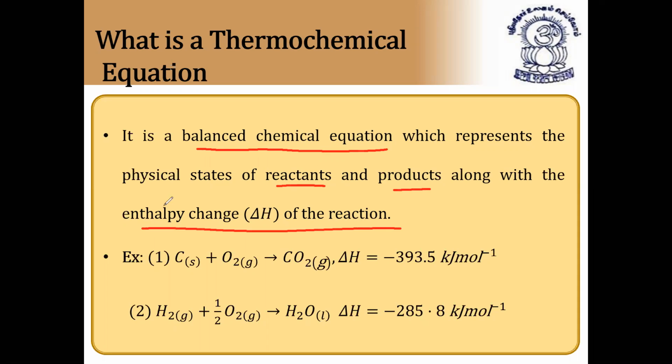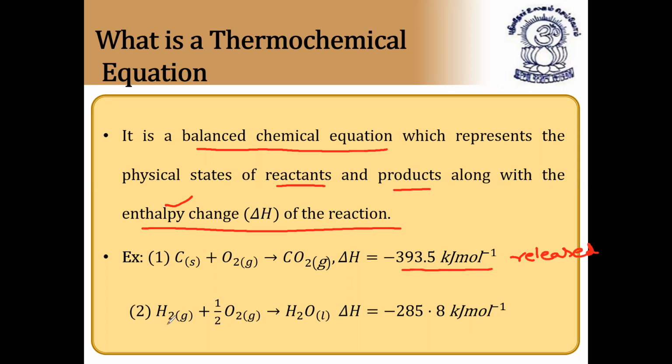For example, when 1 mole of carbon is burned with oxygen gas, it forms carbon dioxide gas. In this case, it was found to be an exothermic reaction. Delta H is minus 393.5 kilojoules per mole. So for the formation of 1 mole of carbon dioxide, this much energy is released. As it is given minus, it is released. Minus means released. Plus means absorbed.